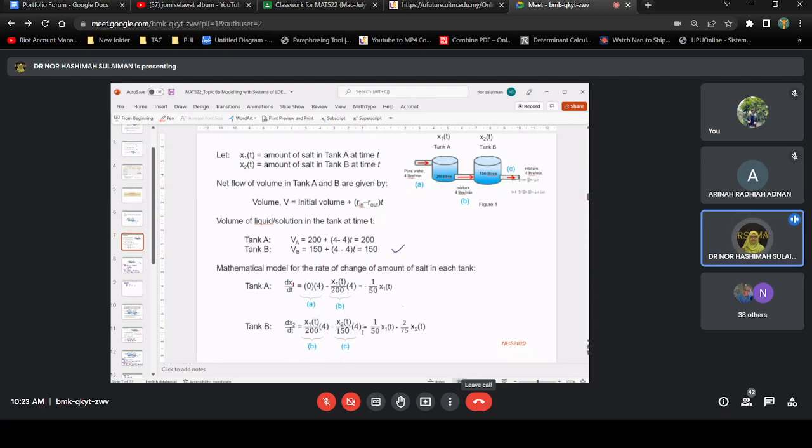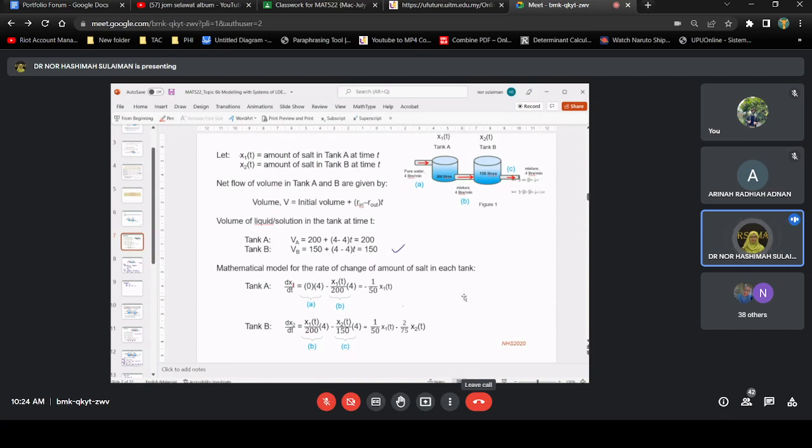Okay, so maknanya kita dapat equation begini and then you just simplify 4 times 1, 4 times 50. Alright, so you have X1 over 50 minus 4 times 1, 4 times 75. So dapatlah negatif 2/75 X2. So this is the model representing the rate of change of the amount of salt in tank B.